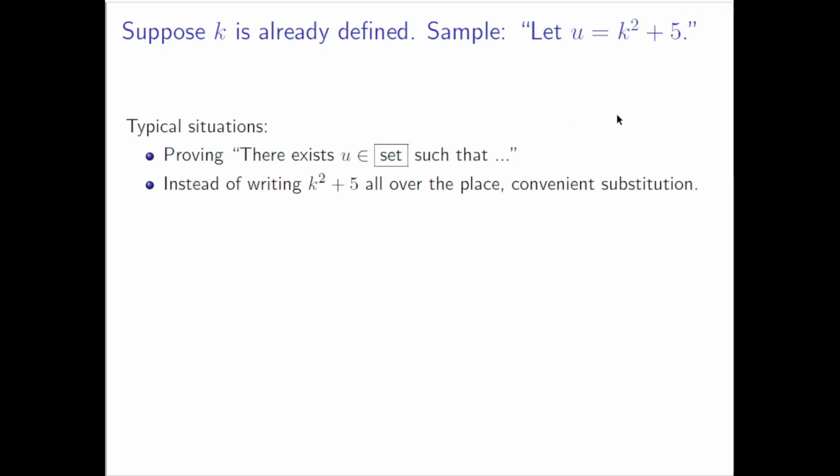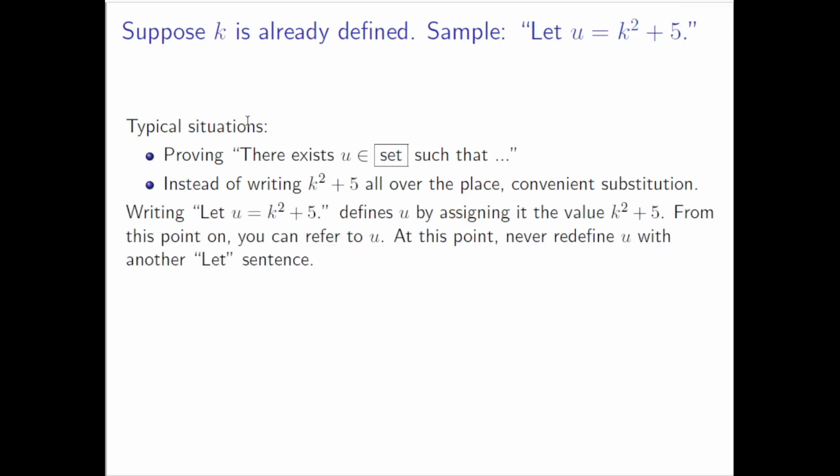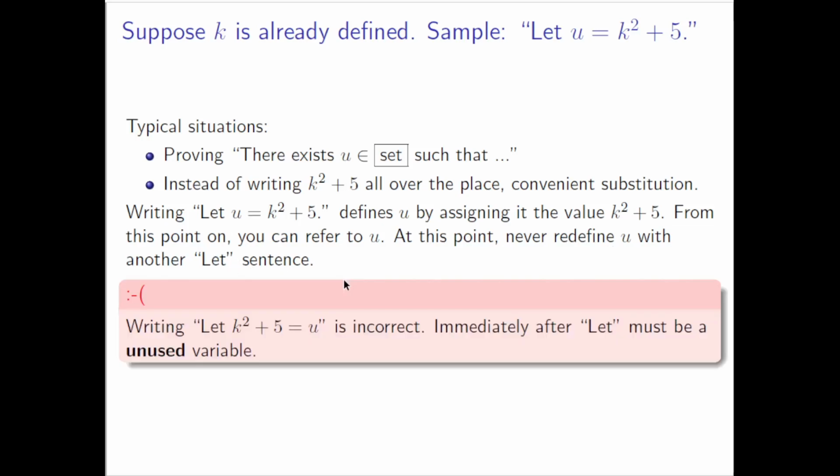Okay, so there's at least one true actual reason you would be writing a sentence like this into a proof. Some comments about this: when you write this kind of sentence, this defines u, certainly, right? Because it defines u by assigning to u the value k squared plus 5. And from this point on, you can just say u. You can just refer to u. But then, because u has been defined, you should never redefine u with another let sentence.